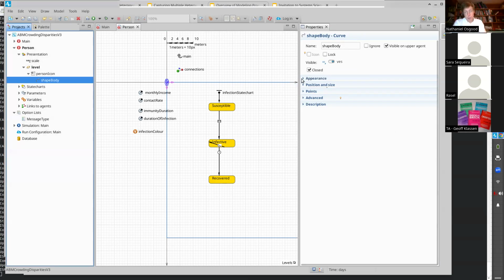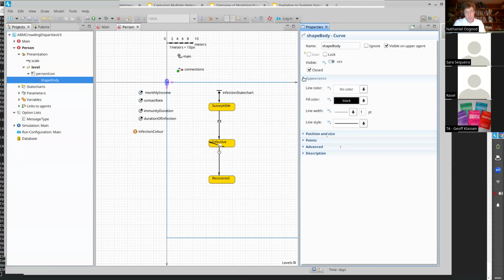We're going to go down to appearance, and we're going to set their fill color. Excuse me. Remember, we have to do this to set it to that. We have to have this so it dynamically calculates it, and we're going to set it to infection color, just like that. And I think I'll also use it for their line color, just so that we don't lose out.